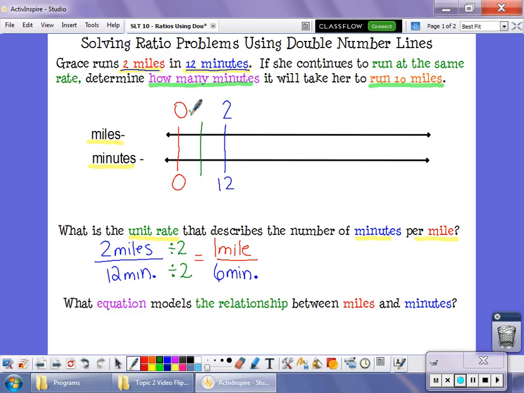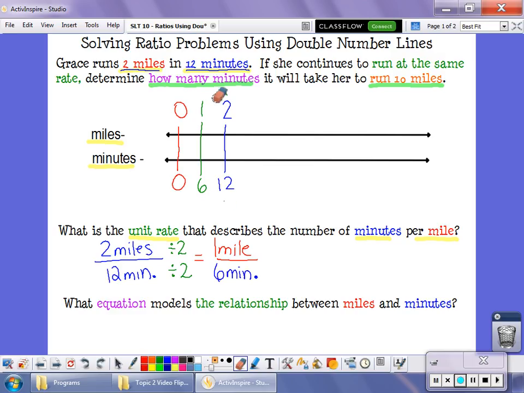If I look at my double number line, I can find the same information. I know that 0 and 2, I know that 1 is right in the middle of that. It's kind of like going 2 divided by 2 to give me this 1 mile. If I were going to do that, I could do the same thing for my denominator and find out that it was 6 minutes. Okay?